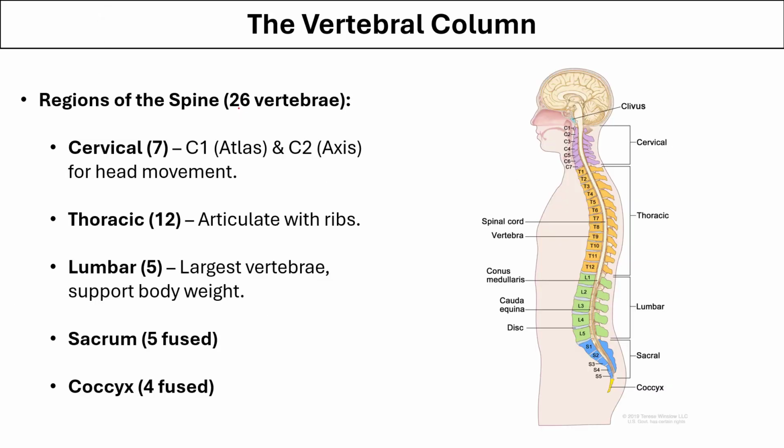The vertebral column has 26 vertebrae. There are 7 in the cervical region, 12 in the thoracic region, which helps in movement of your ribs, and 5 in the lumbar region, which provides support to your back, and then you have fused sacral and coccygeal bones. The first cervical bone is called the atlas and the second cervical bone is called the axis, and these 2 bones help in rotating the head and in nodding.